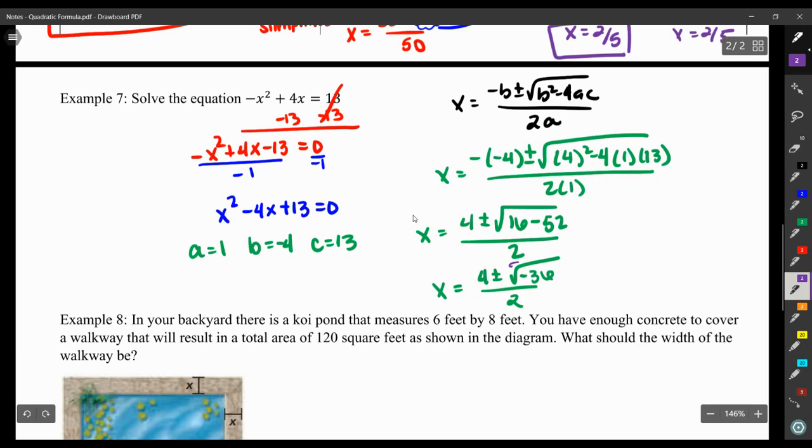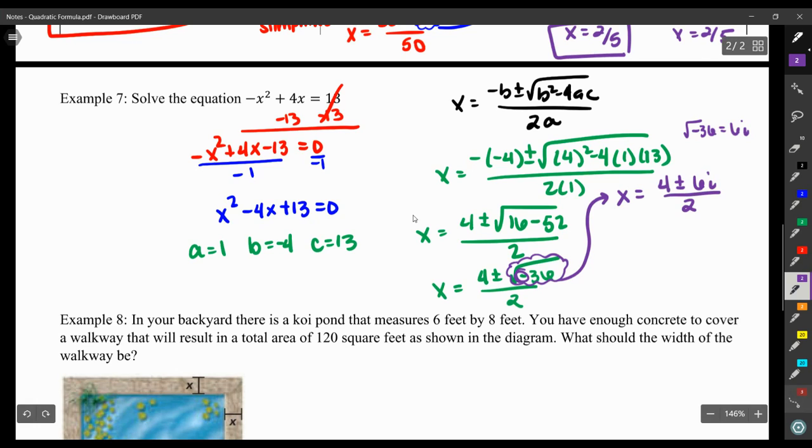We need to look at this square root and see if there's anything we can do with it. So it's a negative underneath, so I know that negative is going to come out as an i. So let's start there. And then I also know that the square root of 36 is a 6. So that means the square root of negative 36 is really just 6i. So we have 4 plus or minus 6i all over 2.